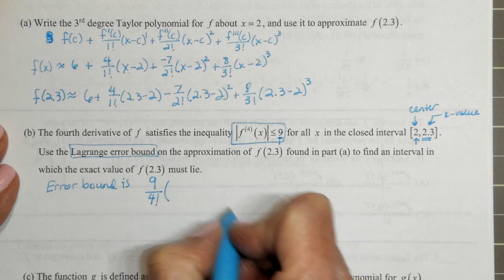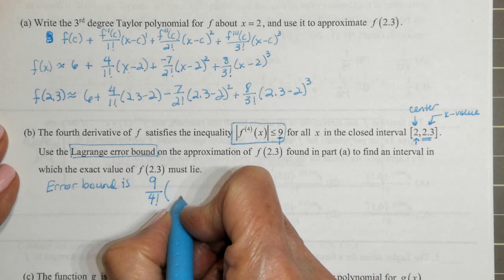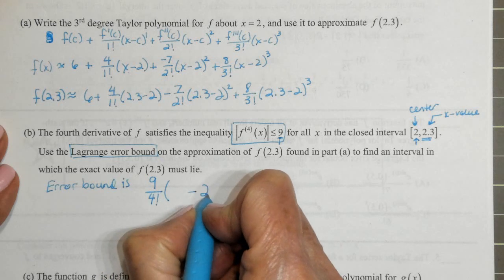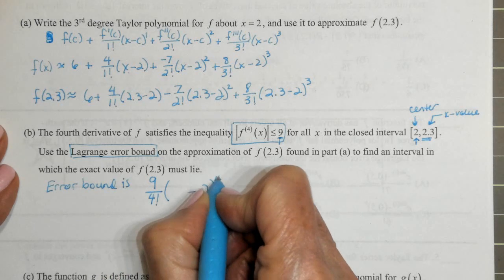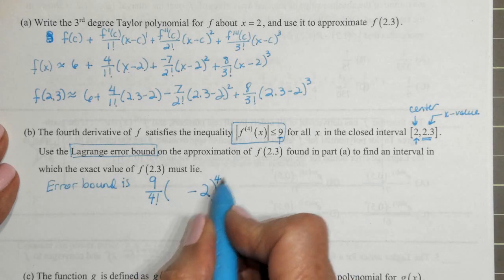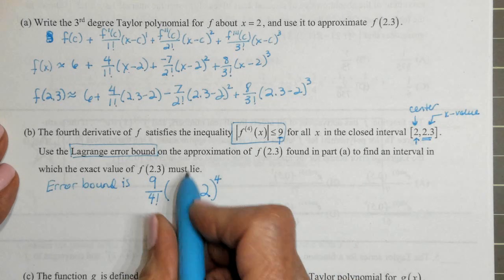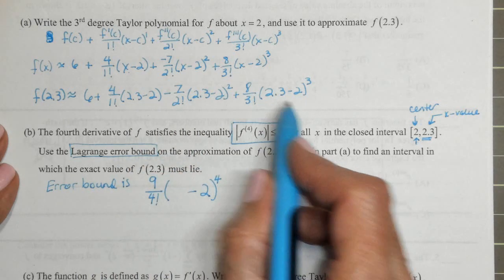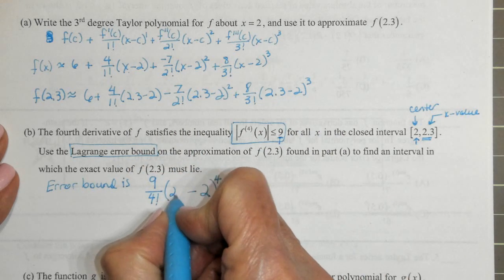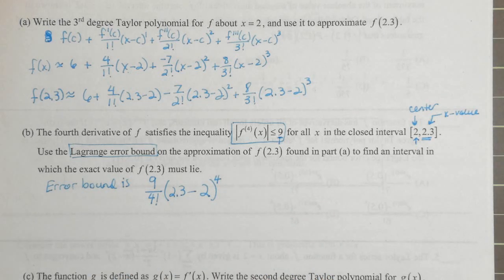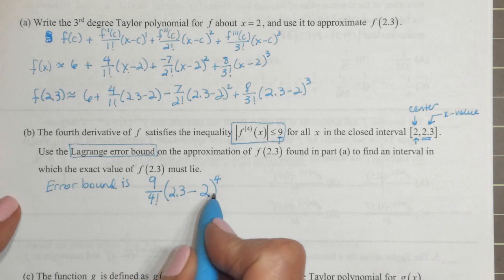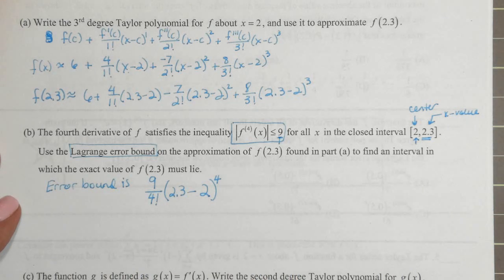times x minus 2 to the 4th power. But I'm not going to put an x. I'm going to put the 2.3 that they gave me. So 2.3, because in an error bound you have no variables. It's all numbers. No x's, no c's, no n's. Just numbers. So this is the error bound.